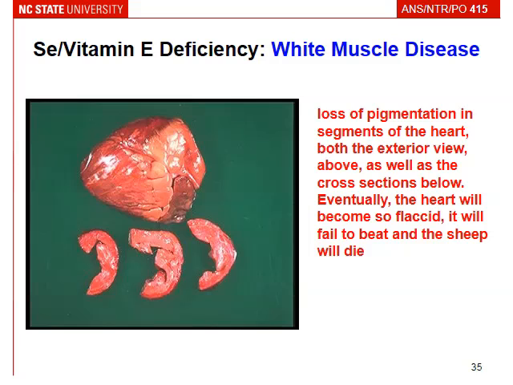So here you can see the effects of white muscle disease on the heart. As I mentioned before, it does affect cardiac muscle tissue also. So you lose the pigmentation in the heart, and basically the heart becomes so flaccid, and just like the animal was not able to walk very well, the heart eventually fails to beat, and that's what's going to cause the animal to die. It dies of heart failure.